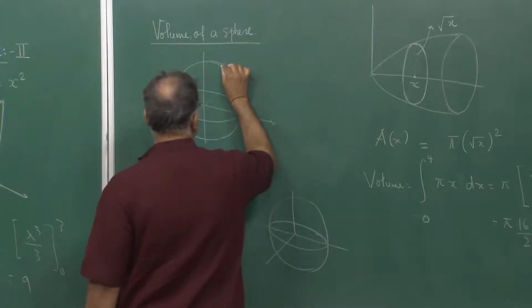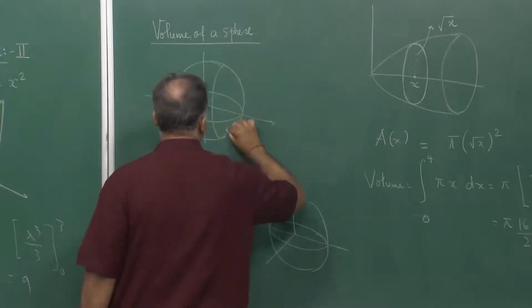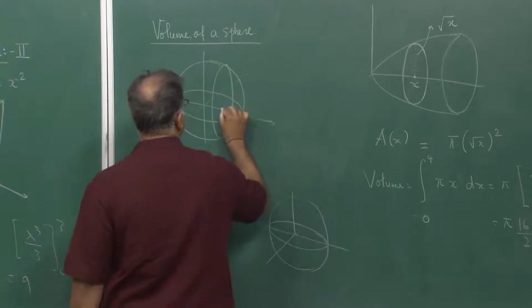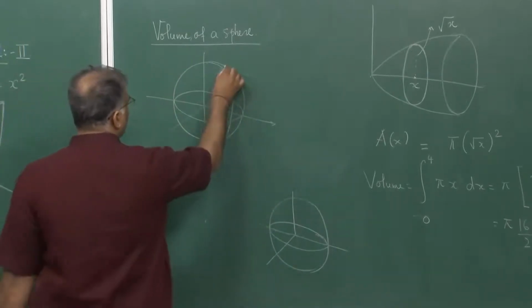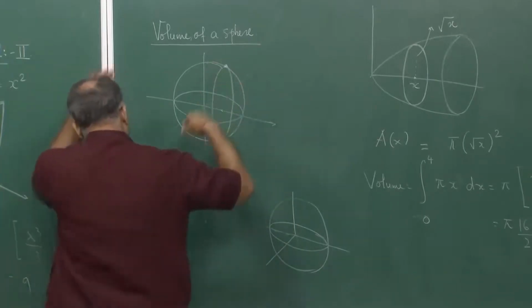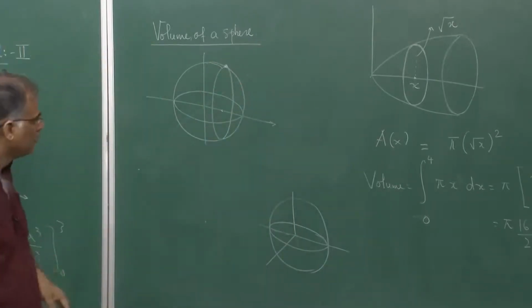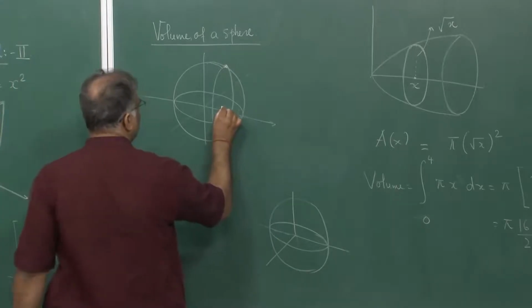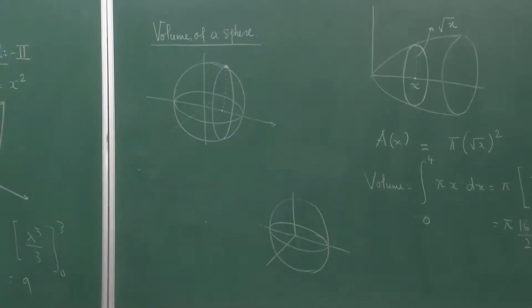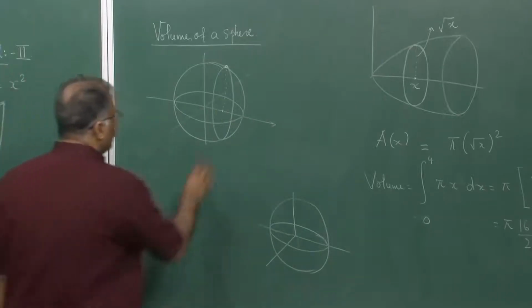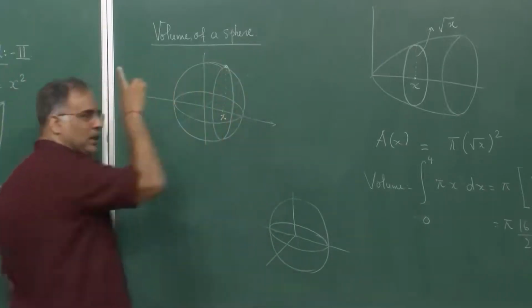So, here I have cut out a section at a given point x. But you see, any section that I cut out corresponding to the x, what do I cut out? I cut out a circular section. So, this is my x, but then what is my y?